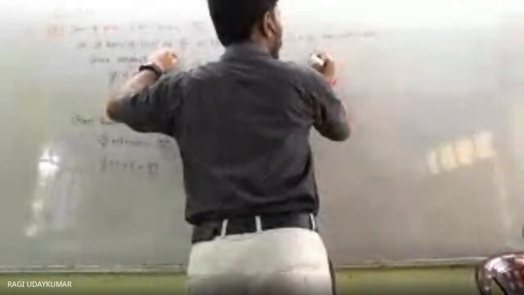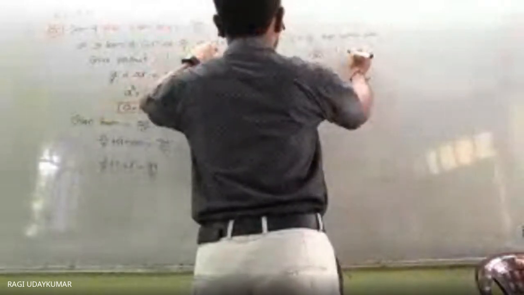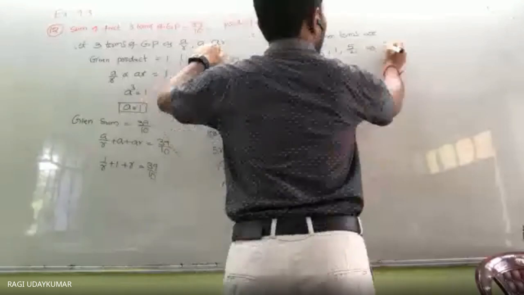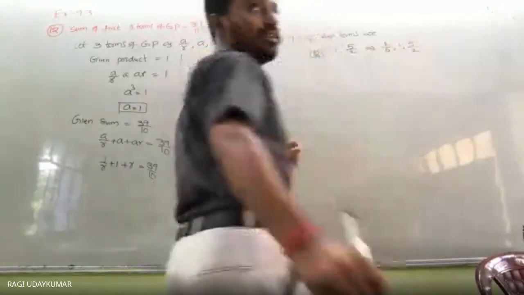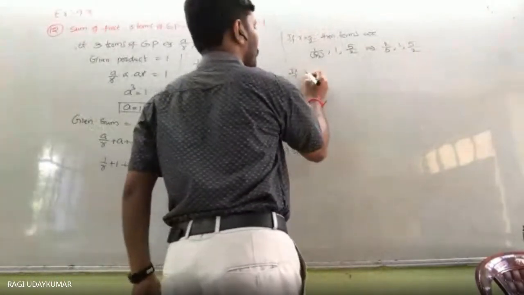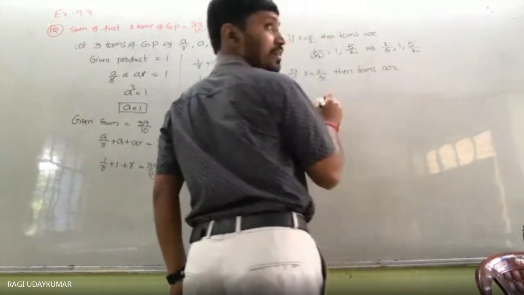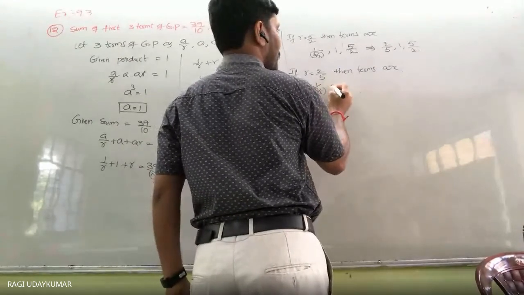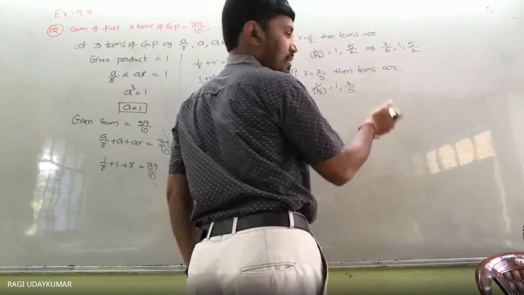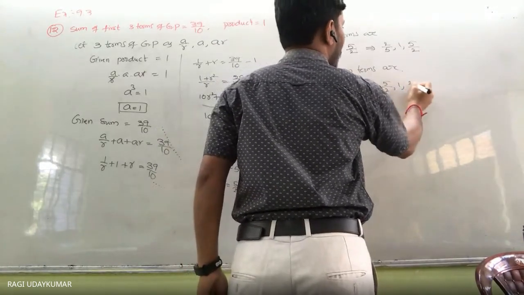Both are possible. If R is equal to 5 by 2, then the terms are: A by R, with A as 1, is 1 by 5 by 2, which is 2 by 5; then 1; then A into R, which is 5 by 2. So the terms are 2 by 5, 1, 5 by 2. If R is equal to 2 by 5, then the terms are 1 by 2 by 5, which is 5 by 2, then 1, then 2 by 5 into 1, which is 2 by 5. So the terms are 5 by 2, 1, 2 by 5.